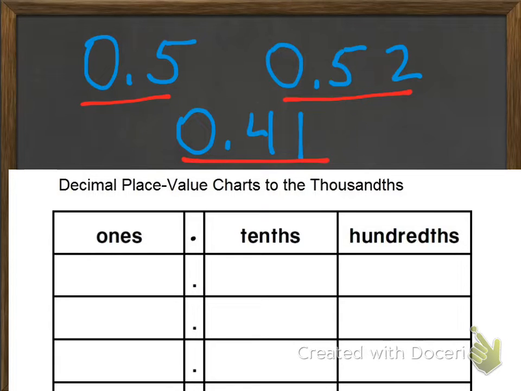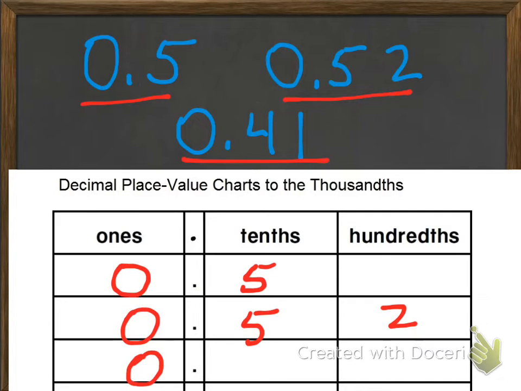Alright, so how'd you do? Let's go ahead and put them in. Well, we have our first one again. We have no ones. We have 5 tenths. Next one, we have no ones, 5 tenths, and 2 hundredths. And third one, no ones, 4 tenths, and 1 hundredth. So if we want, we can go ahead and start comparing it again.